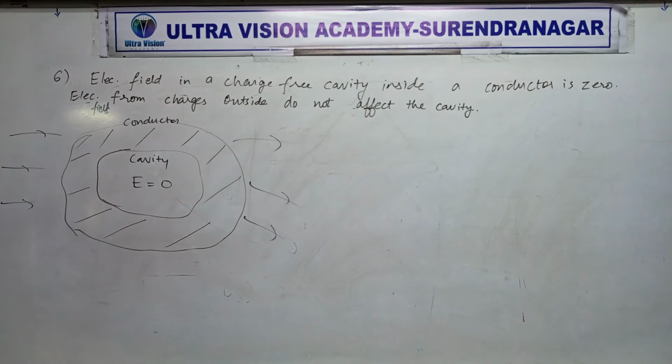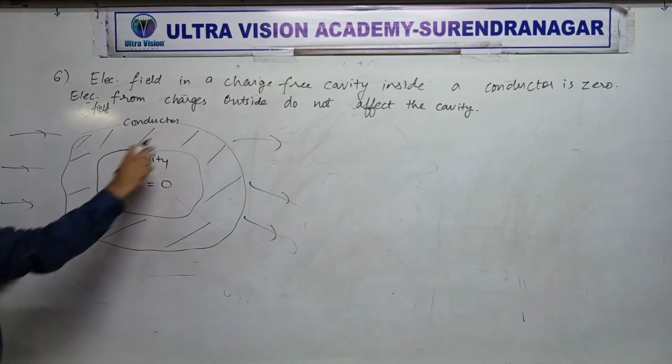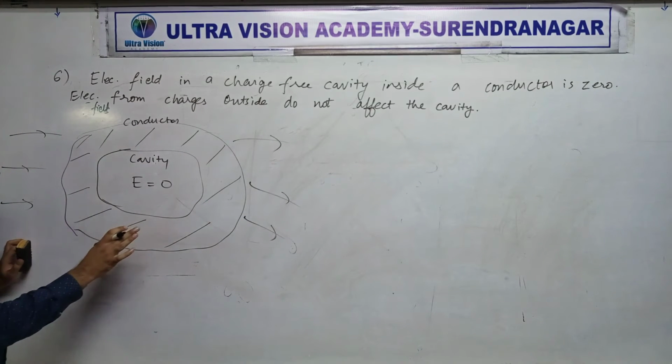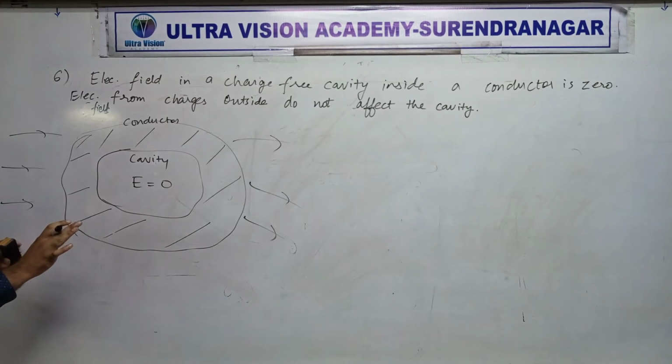Now, why is it like that? Okay, let's try to think of the reason. First of all, this is a charge-free cavity. That means there are no charges anywhere here. Second, this is the body of a conductor, so there are no charges anywhere over there. Yes or no? Okay.